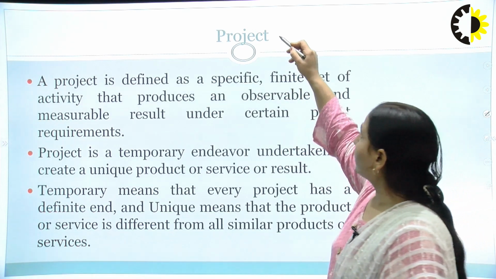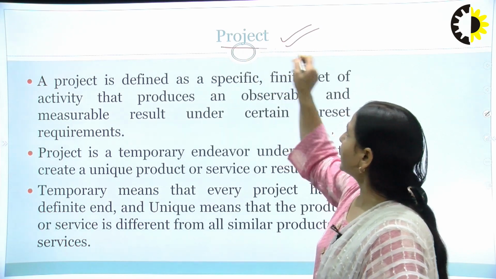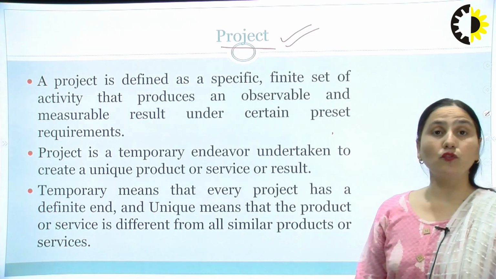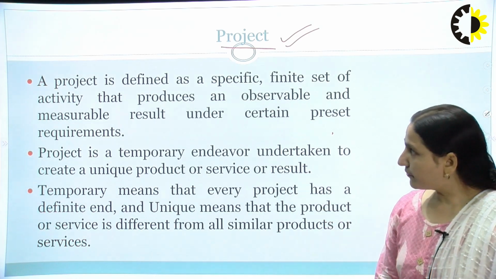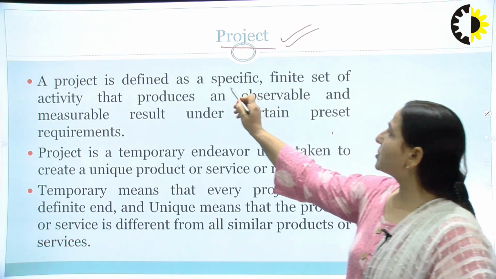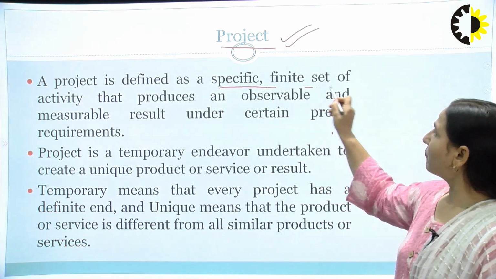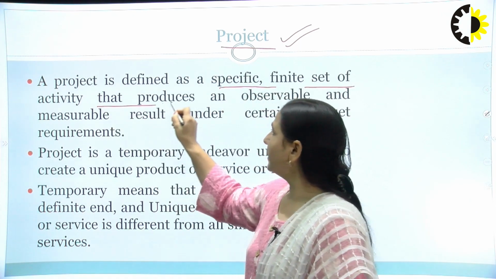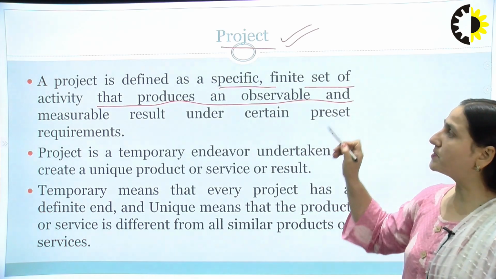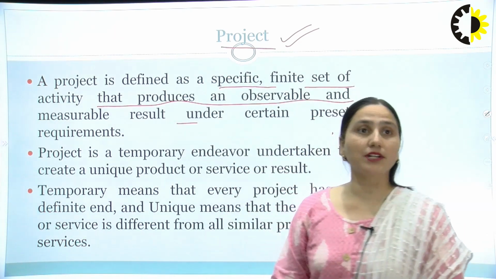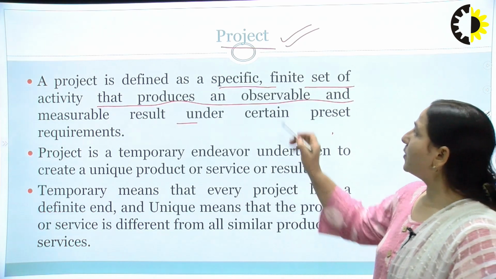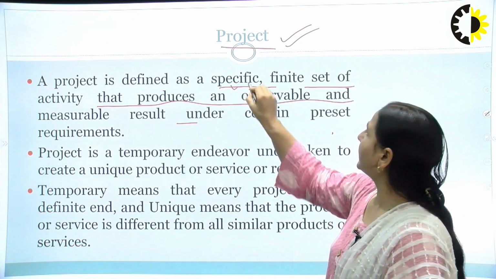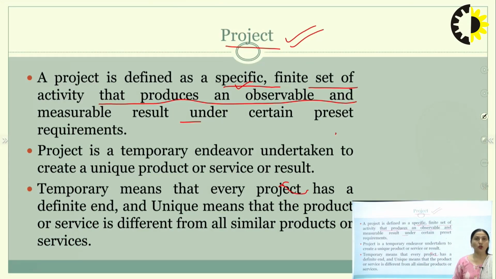So initially, before starting with the concept of project management, let's understand what do we mean by the term project. It is very much clear from this particular definition as well. A project is defined as a specific finite set of activity which produces an observable and measurable type of result under present requirements, right? So that means it need to be properly specific. It need to be finite. We cannot say that it is infinite, right?